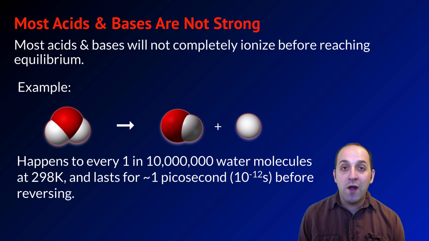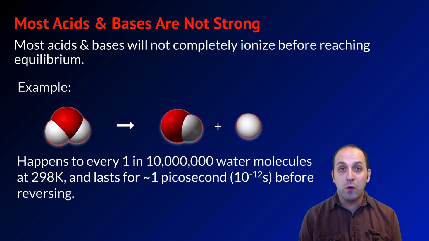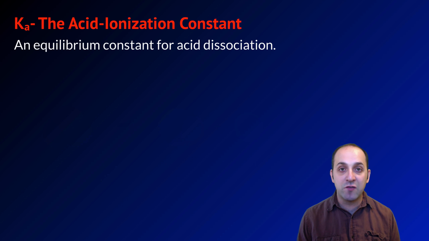In fact, only 1 in every 10 million water molecules at 298 degrees Kelvin exists as ions, and it only lasts as an ion for 1 picosecond or 1 trillionth of a second before it reverses back into its non-ionized form. Because of this, we need to have a way of describing acid or base equilibrium. For acids, we're going to use Ka, which is the acid-ionization constant. It's just the equilibrium constant for acid dissociation.